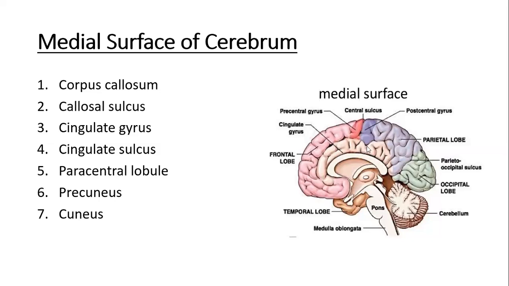And then above the cingulate sulcus, an area comprising of precentral gyrus, postcentral gyrus, and in between the two central sulcus. This area is labeled as paracentral lobule.